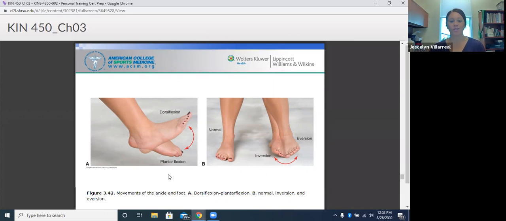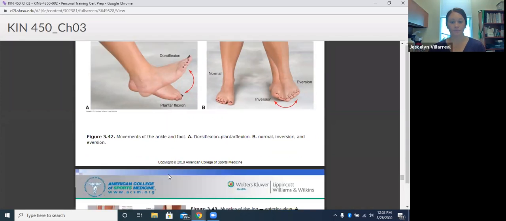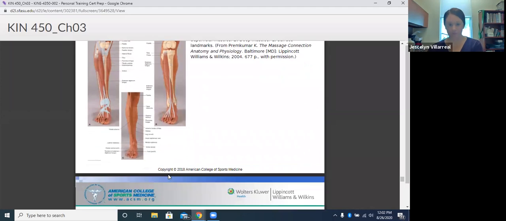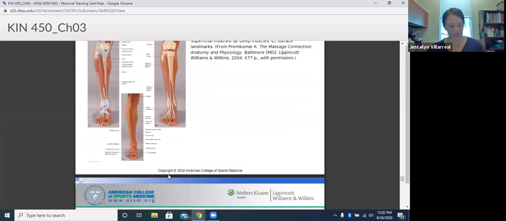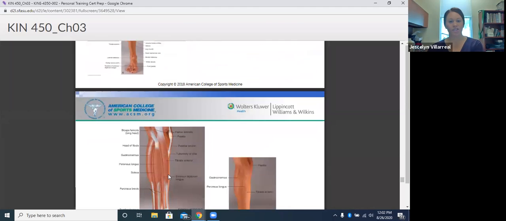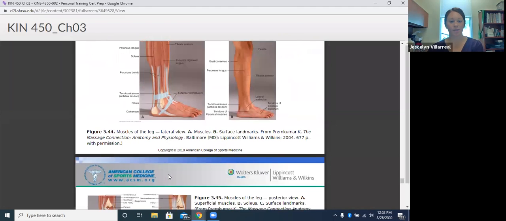Then you have inversion, eversion, and normal. So eversion is pinky toe up. Inversion is big toe up. Muscles of the leg are there, lower leg. Page 98 has these in your book.